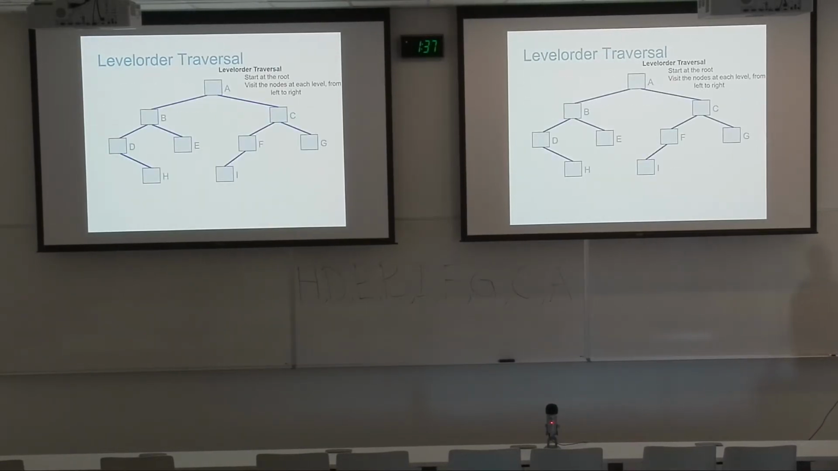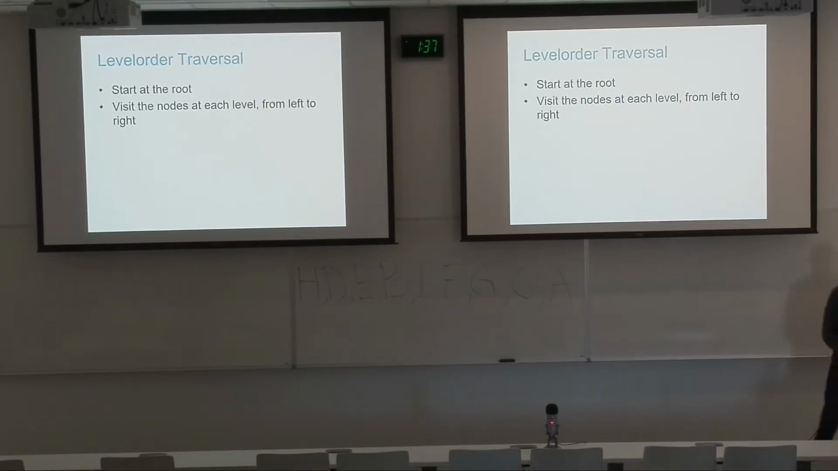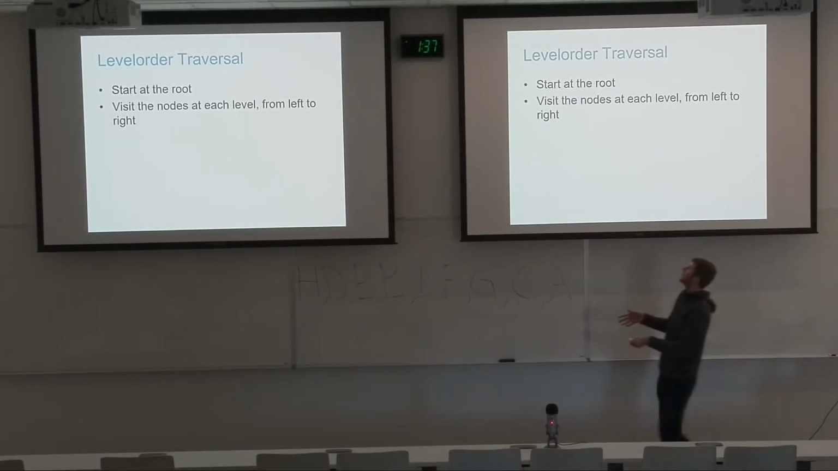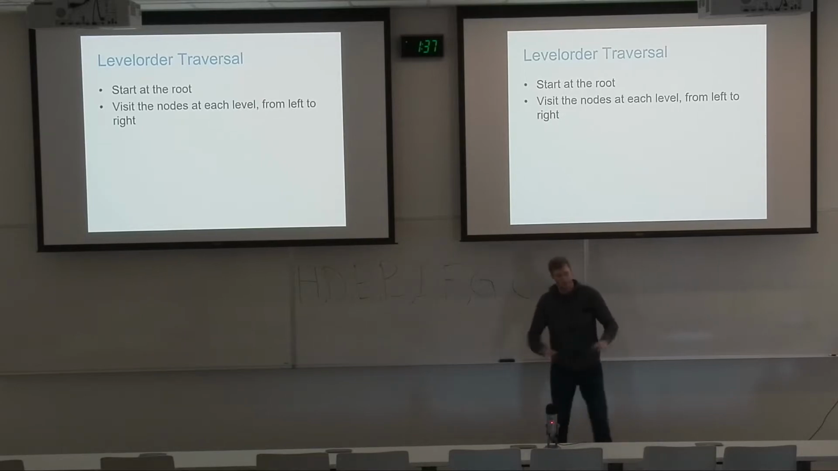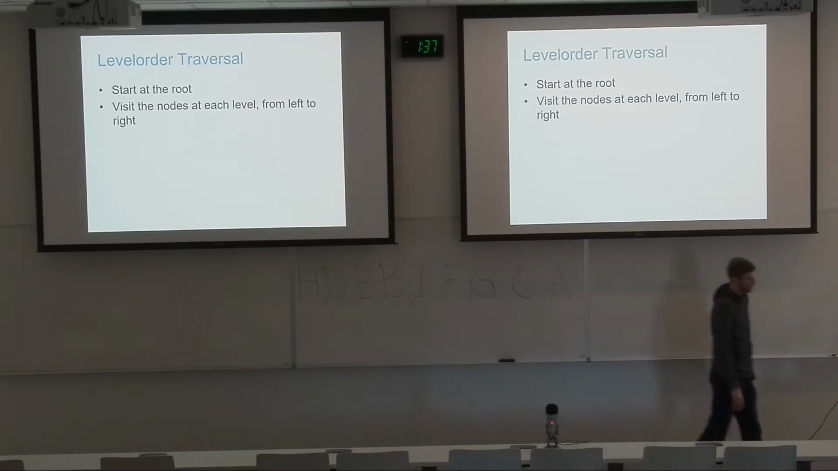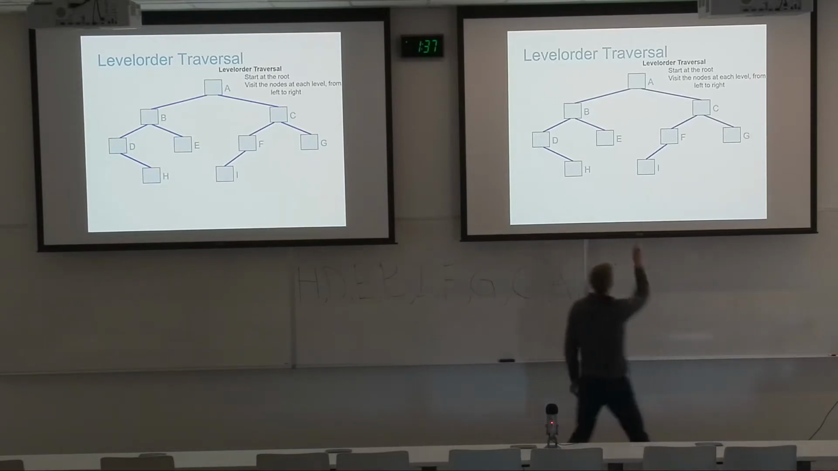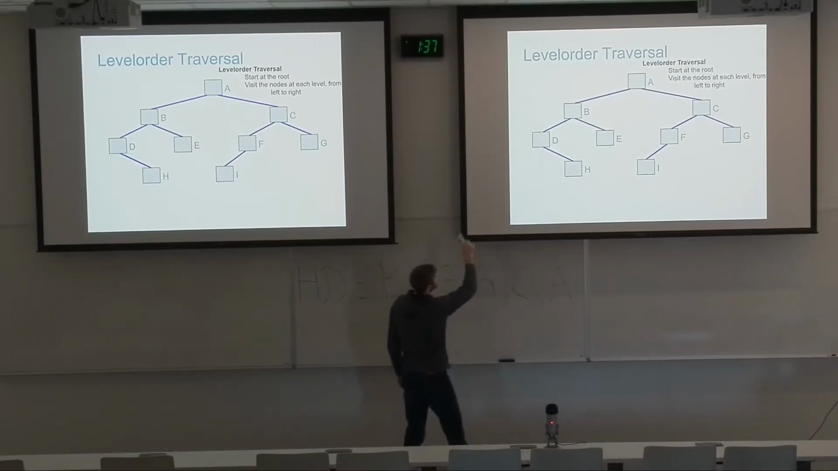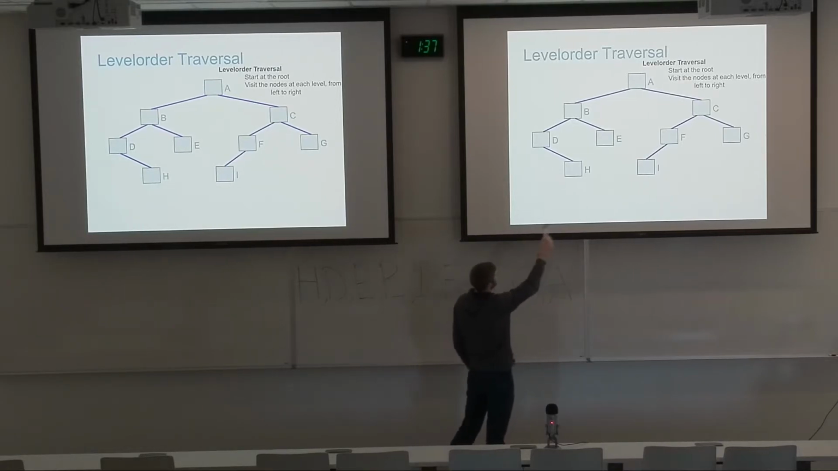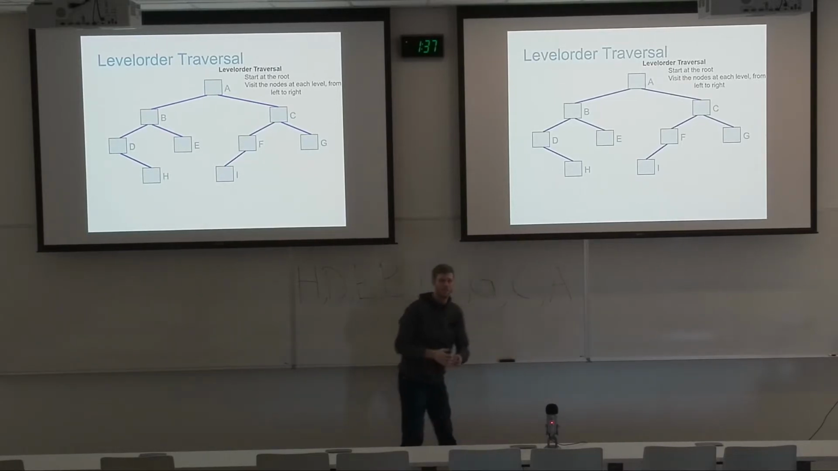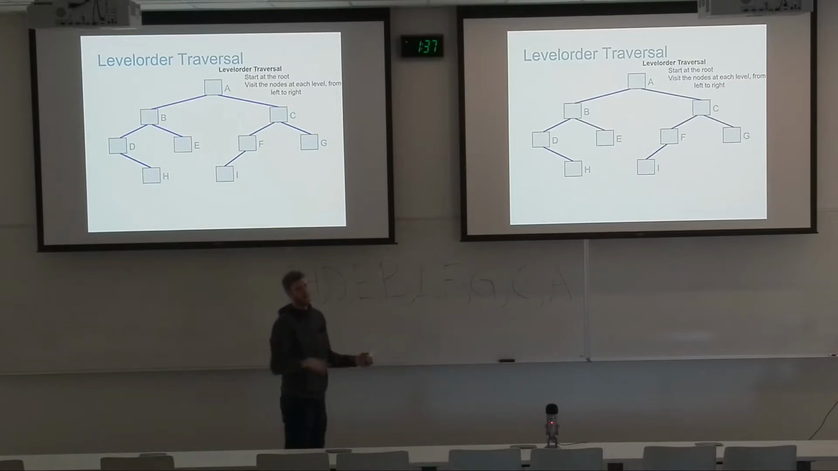So now the level order traversal, here's what it is. Visit the nodes at each level in order left to right. That's it. It's a simple one to wrap your head around. In this, it's A, B, C, D, E, F, G, H, I. Start at level 1, print out all the things in level 1. It's just the root, it's A.